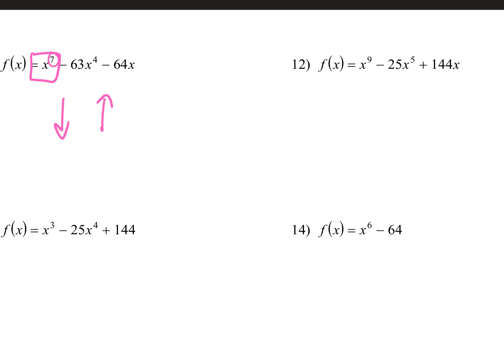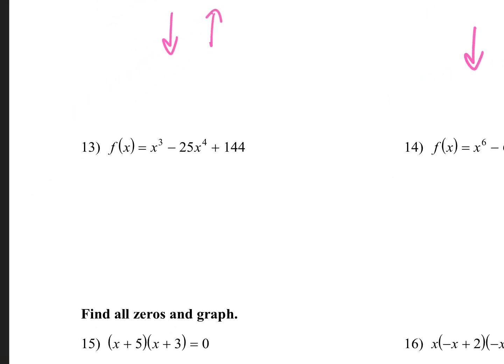All right, 12. Which term am I looking at? X to the 9th. So what's the right arrow going to do? Right arrow goes up. Is 9 even or odd? Odd. So what does the left arrow do? Down. They go in opposite directions.